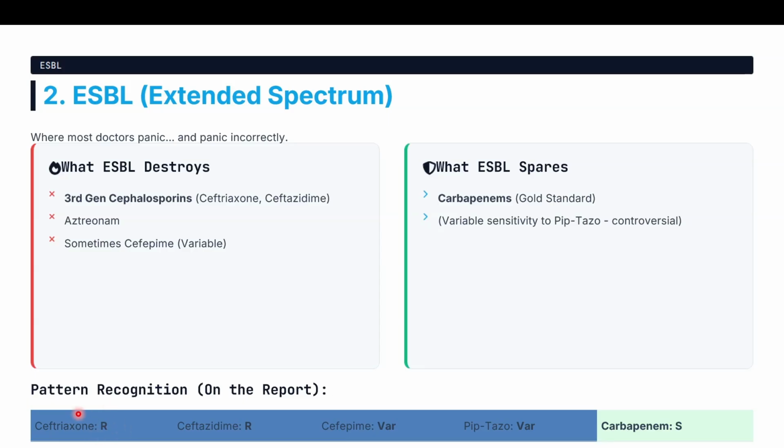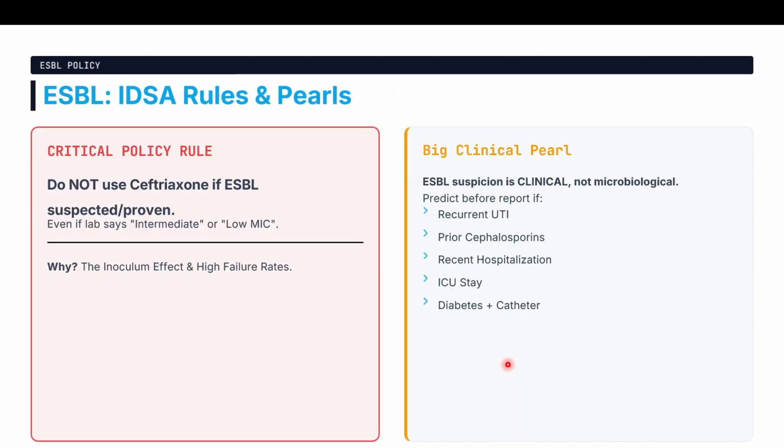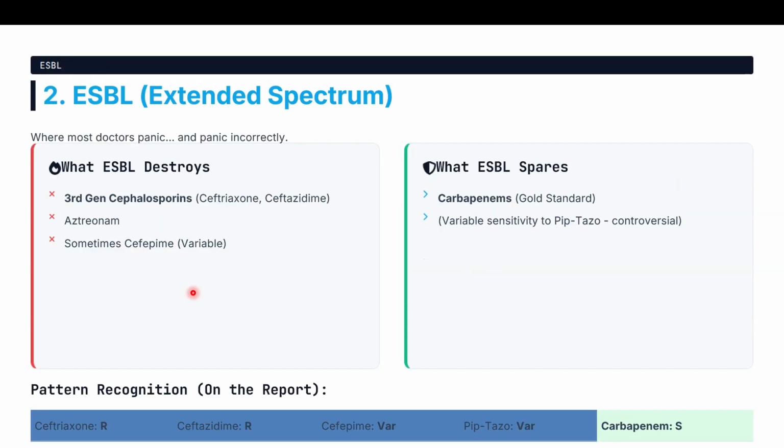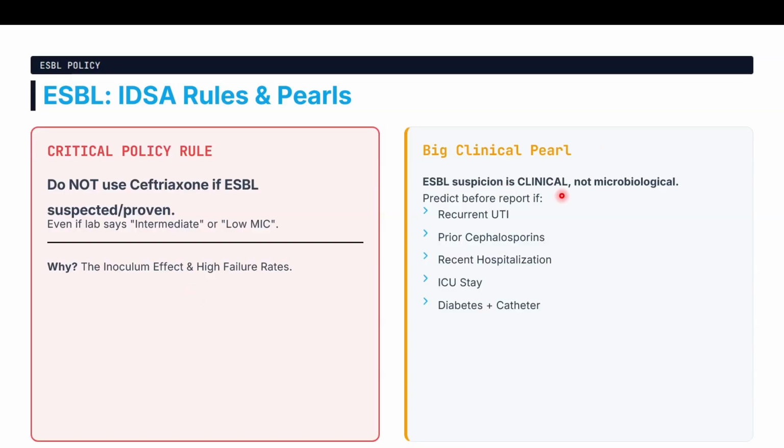So whenever you see ceftriaxone is resistant in a culture report, you must jump and go for a carbapenem, or in specific clinical scenarios such as non-immunocompromised patients, not in septic shock, non-fatal infections, and a minimum inhibitory concentration of less than 4, if all these criteria are met, then you can go for piperacillin tazobactam. Do not use ceftriaxone if ESBL is suspected or proven, even if the lab says intermediate or low MIC. Why? Because of the inoculum effect and high failure rates for ESBL organisms. So ESBL suspicion is clinical and not microbiological.